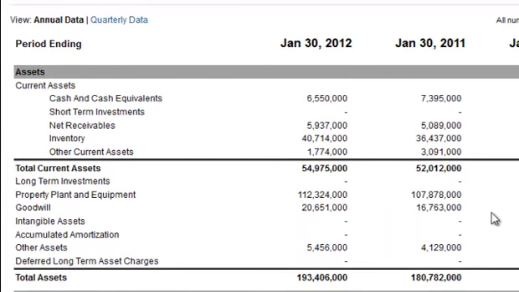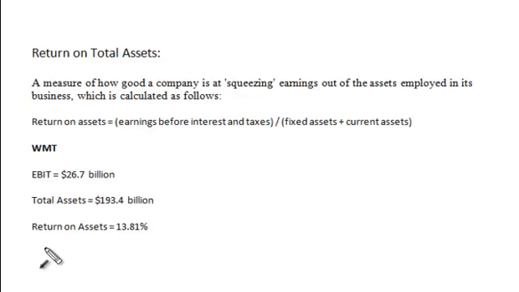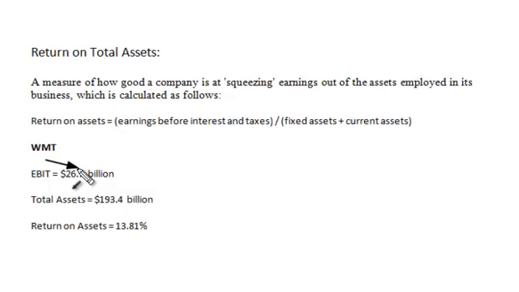Total asset figure is $193.4 billion. We'll simply plug those into our formula. Okay, first and foremost, we're going to get our formula, earnings before interest and taxes. This will be EBIT, and we'll simply take this $26.7 billion, we'll plug it in right here. The fixed assets plus the current assets is simply total assets. We'll simply take this $193.4 billion and plug it in right here.